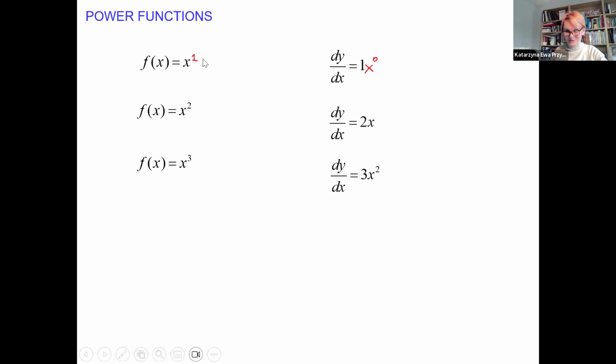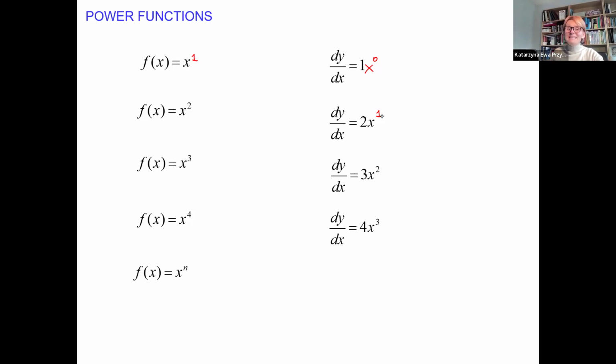When we have x to the power of 1, it's 1 times x to the power of 0. For x to the power of 2, the 2 is the exponent, and the new power is one number less. For x to the power of 3, the 3 comes down, and x is to the power of one number less. Can you tell me the derivative of x to the power of 4? Because we didn't do x to the power of 4. Yes, I can see, Lara, 4x cubed.